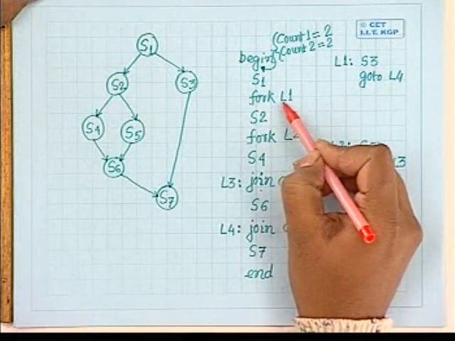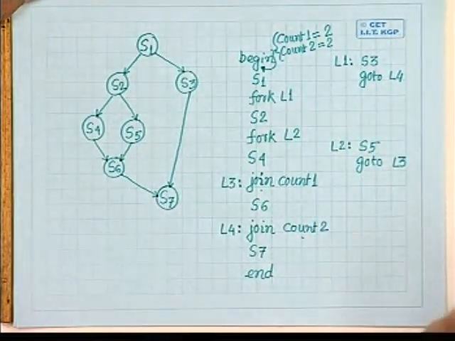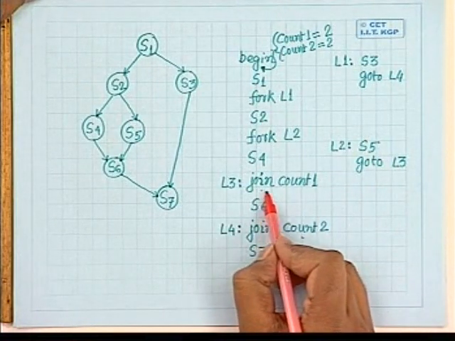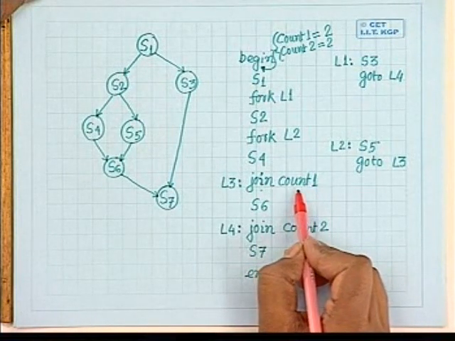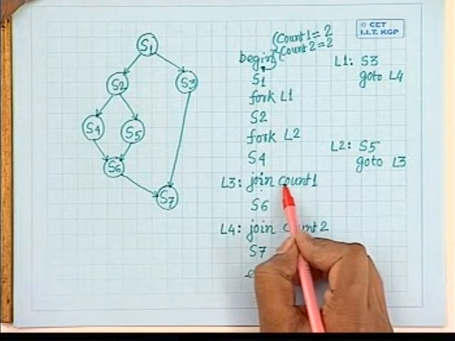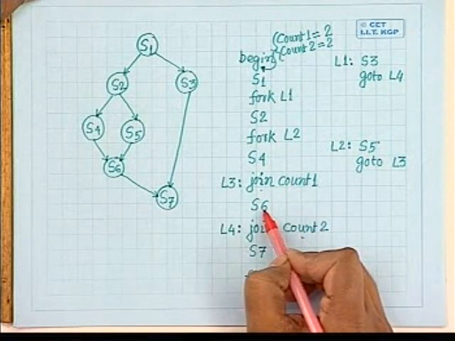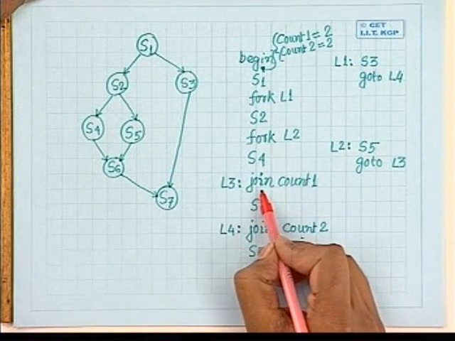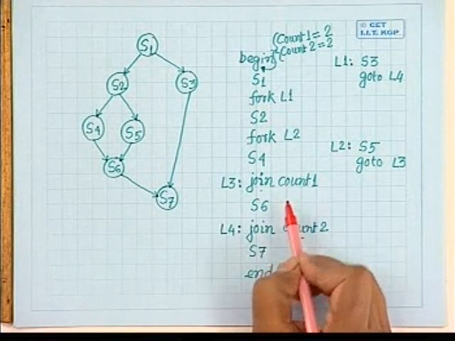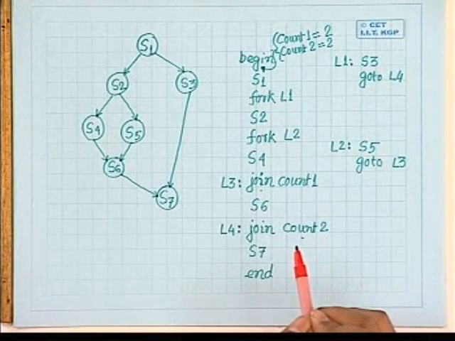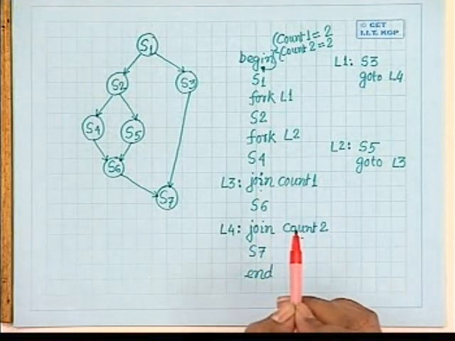Now, when these two are to be joined, that means I want a single process which will continue with the rest of the operation, then I use this join statement. Join with count, where this count indicates how many processes are to be joined at this point. The process which survives after the join statement continues with the next statement. Here it is not ensured whether the child process or the parent process will survive. Either of them can survive, depending upon which one executes the join statement last.